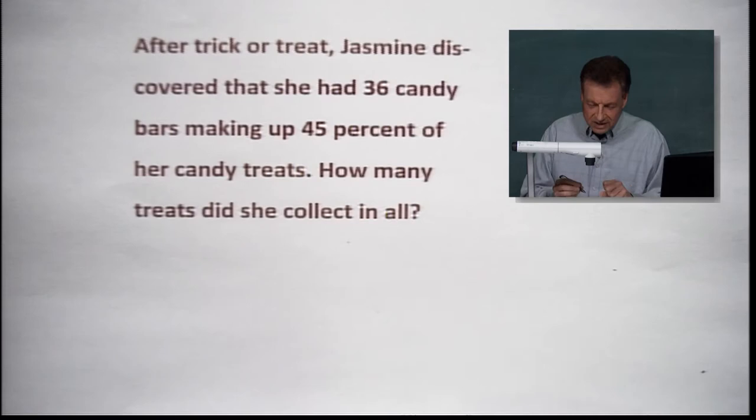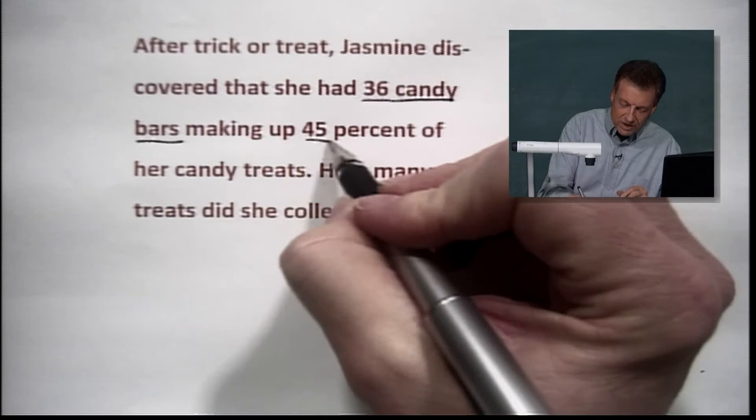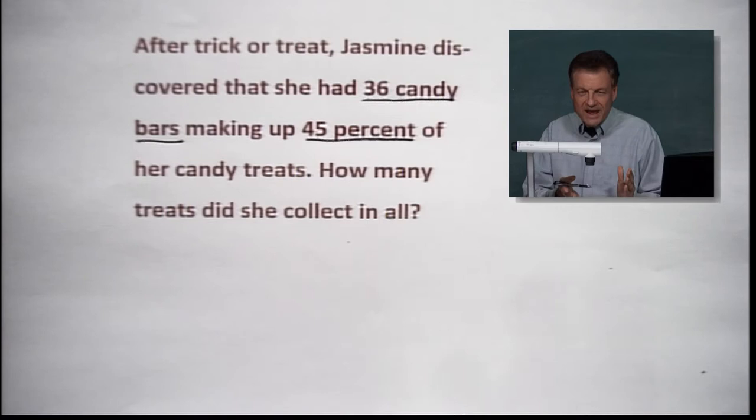Now, Jasmine here has 36 candy bars. That's what she ended up with. It's a percent problem, by the way. Here we have 45%, 45% of her candy treats. So we want to know, where did she start? How many treats did she have when she was figuring out her percentage, the 36 bars, all those things, counting things up? So where did she start?